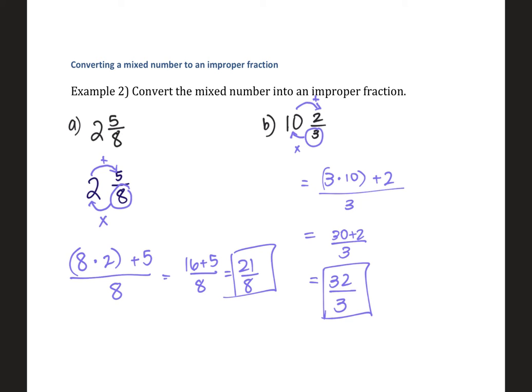And I just wanted to state that for the rest of your classes, you're going to be using improper fractions. If there's ever any question, leave your answer in improper fraction. Next, we're going to be going into reducing fractions.